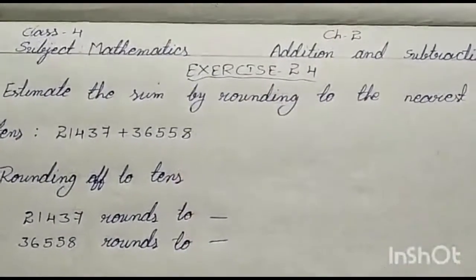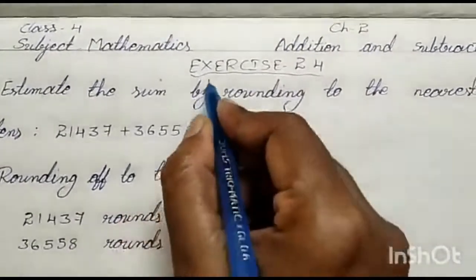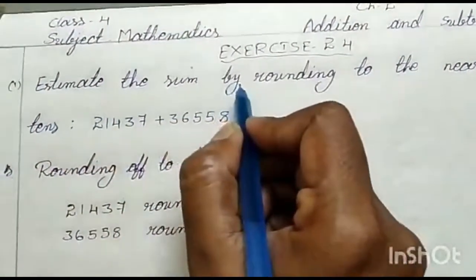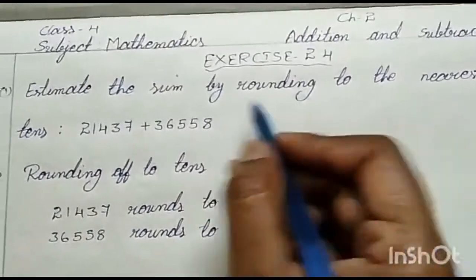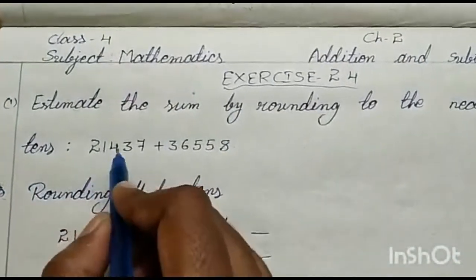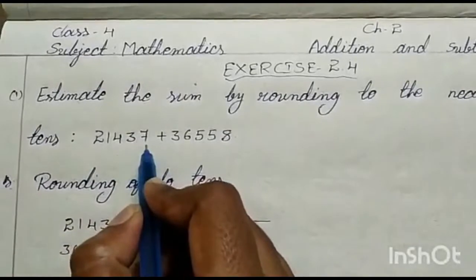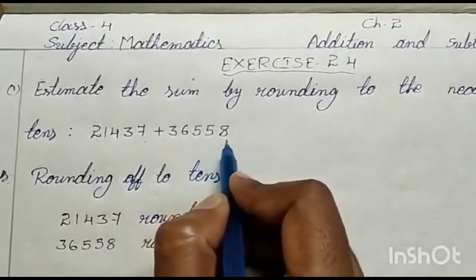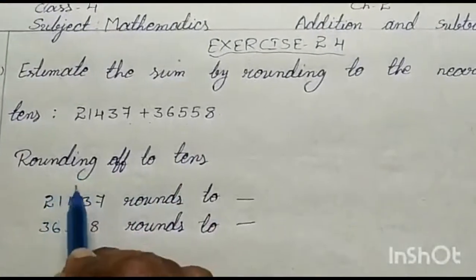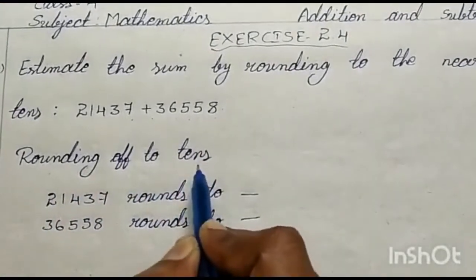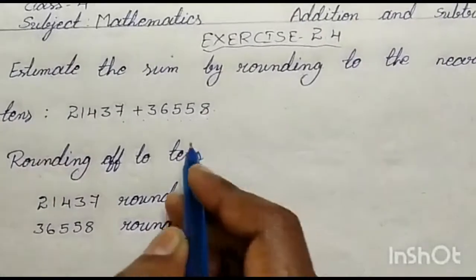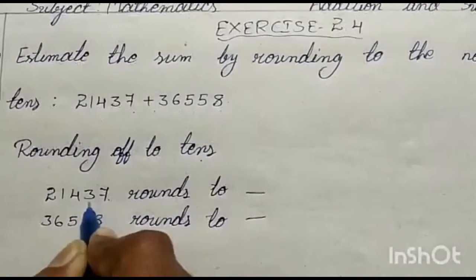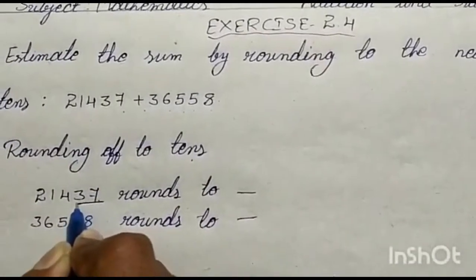Okay children, now see here in exercise 2.4 we have the first sum. Estimate the sum by rounding to the nearest tens. 21,437 plus 36,558. Now we have to round the numbers to the nearest tens. Nearest to the tens means we have to check till the tens place. Here, ones and tens, these two places you have to check.